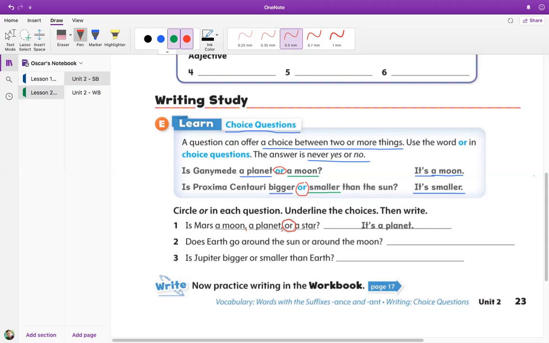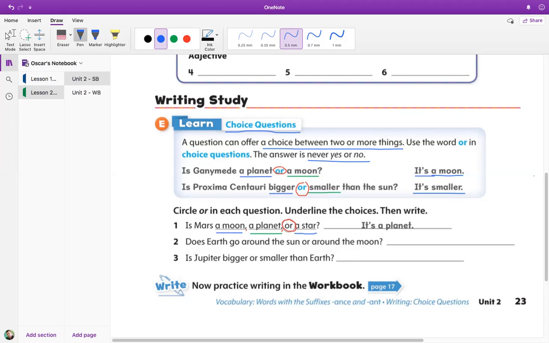So as I said, we have three choices. We have a moon, then we have a planet, and then we have a star. So we have three choices that we can use in order to answer this question about Mars. We know that Mars is a planet, so this is the choice we are going to use for our answer. It's a planet. Again, a complete short sentence.